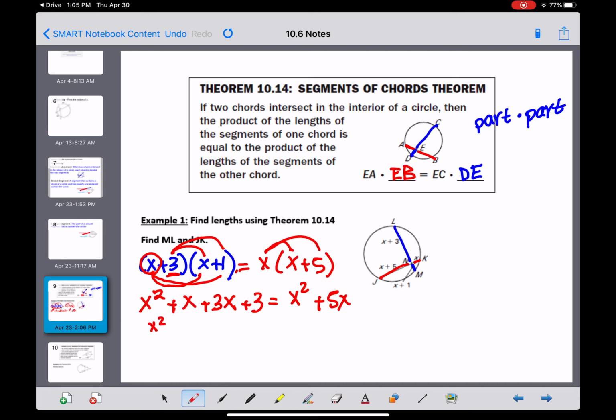So I'm going to simplify this. And then we're going to subtract the X squared to get it on the same side. But what happens is they cancel. So I have 4X plus 3 equals 5X. Then I'm going to subtract 4X. So X is 3.